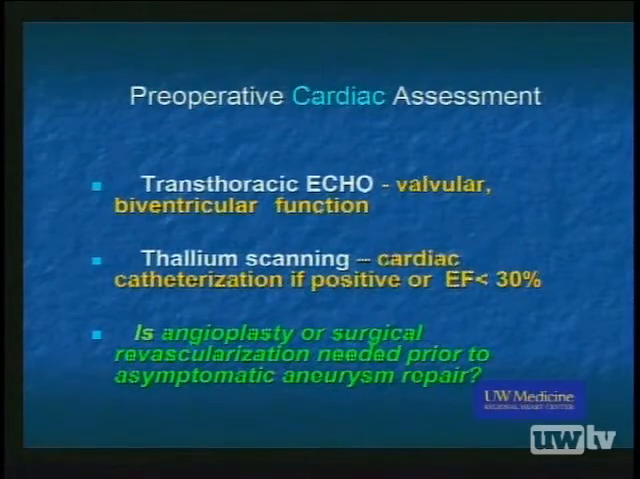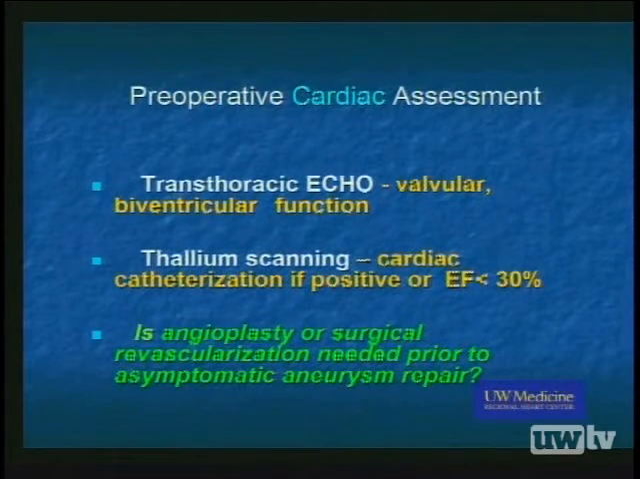Well, we not only have to know as much as we can about the aneurysm itself and the subtended vessels, but we need to know whether or not the patient globally can tolerate an operation of this magnitude. And that requires careful organ system by organ system preoperative assessments. With regard to the cardiac system, transthoracic echocardiography is critical.